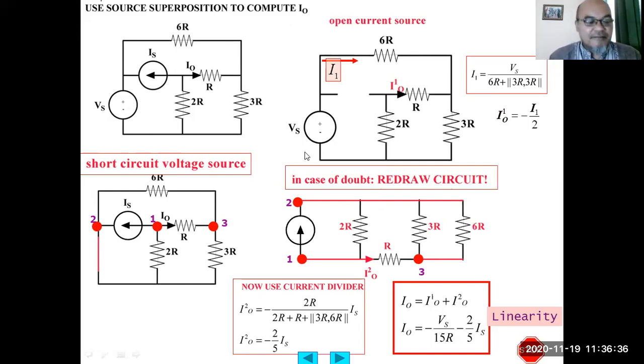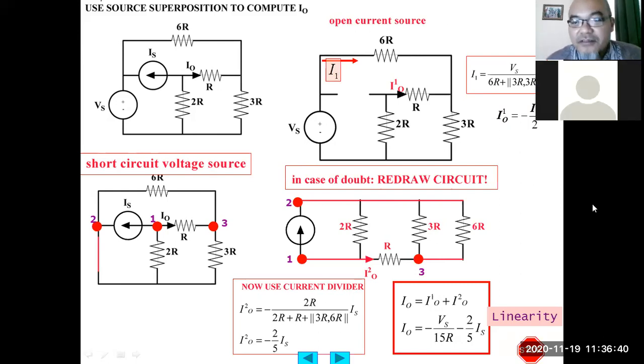Sir, yes. How to redraw the circuit in the second one? How to redraw the circuit? That's your question. Yes. For example, this one.